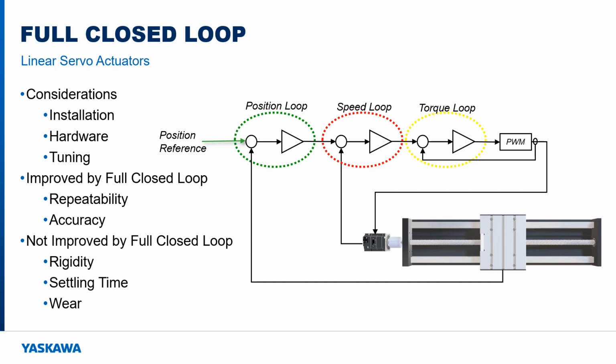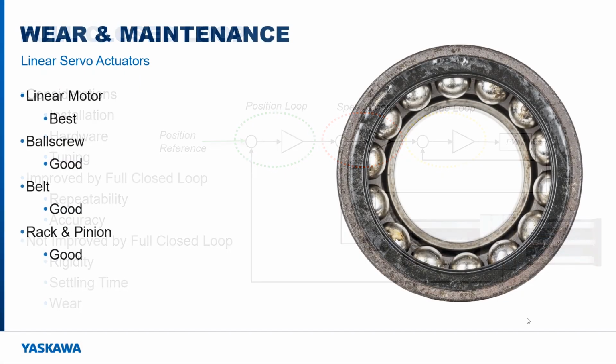In short, if the performance of an existing system must be improved, then full closed loop is a viable option. But it is generally not a significant cost savings compared to using a linear motor in the first place. Adding full closed loop will improve repeatability and accuracy, but it does not do much to improve rigidity, settling time, and wear. So ask yourself the question, will a linear encoder on a belt, ball screw, or rack and pinion really save money in the long run?